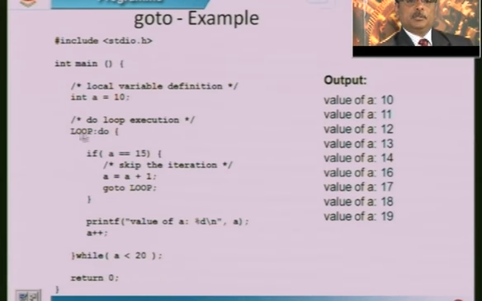Do statement, observe this part, loop colon, forget about this part, I will come back. Do begin, inside the begin, do and while put a condition. If a double equal to 15, a is equal to a plus 1, it gets incremented by 1. Otherwise, after this, goto loop, control will directly jump to this statement and start executing from this statement.